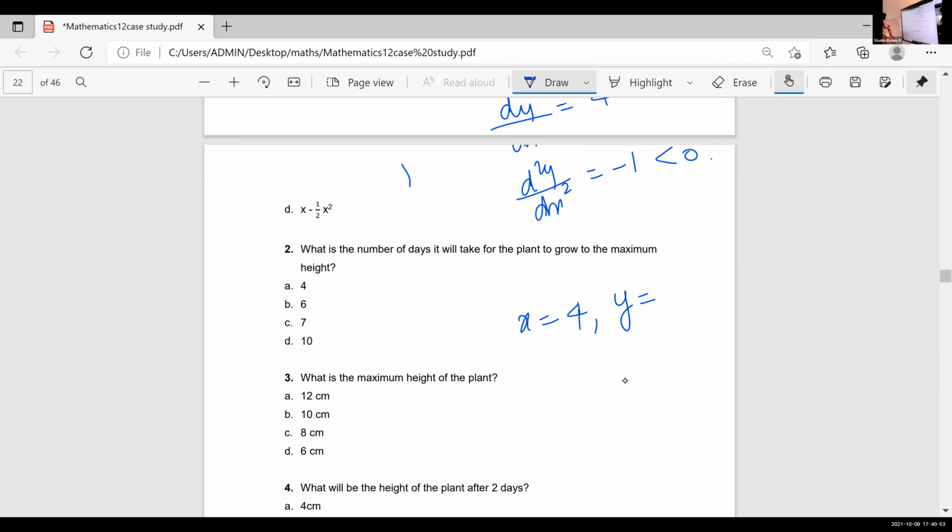Yes, what is the maximum height of the plant? Punya, what's the maximum height? Ma'am, I didn't get it. Okay. Do you know how to do it? Do you know how to solve it? Finding maxima, minima? Yes, ma'am.